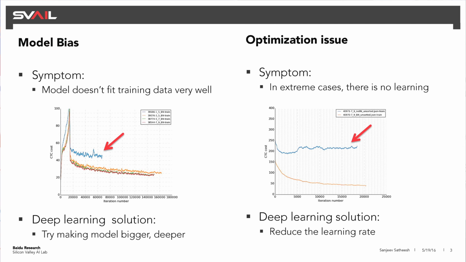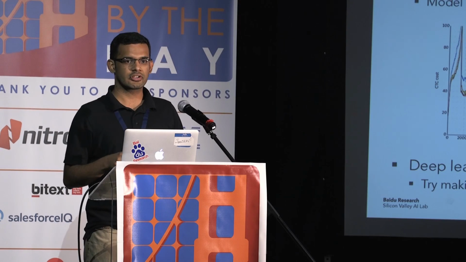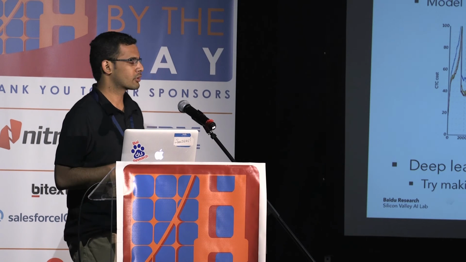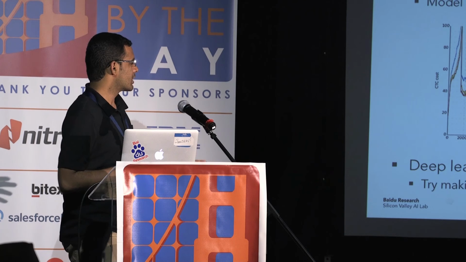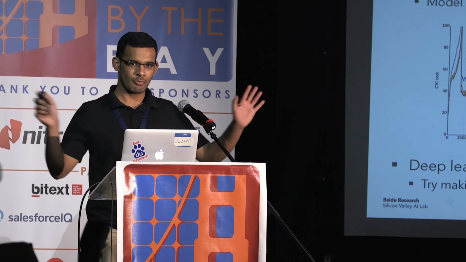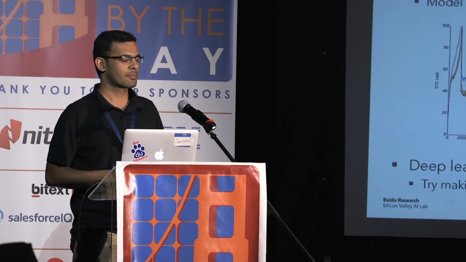When I speak about model bias, a symptom of that is often underfitting. So you take your model and you try to train on your data, and like this blue curve here, where we are plotting a cost function against the number of iterations of training, you see that this model is just not able to fit the data as well as some of the other models here. So this is symptomatic of underfitting, and you can say that this particular blue model has a very high bias. Of course, the deep learning solution to this problem is just make the model bigger, make the model deeper, right?